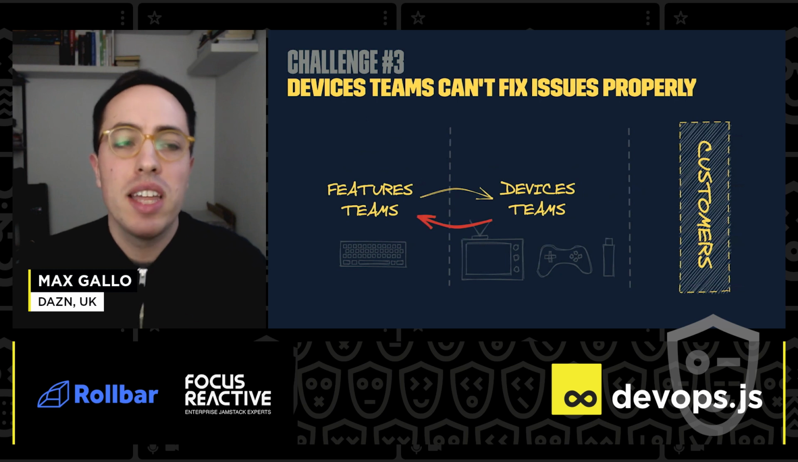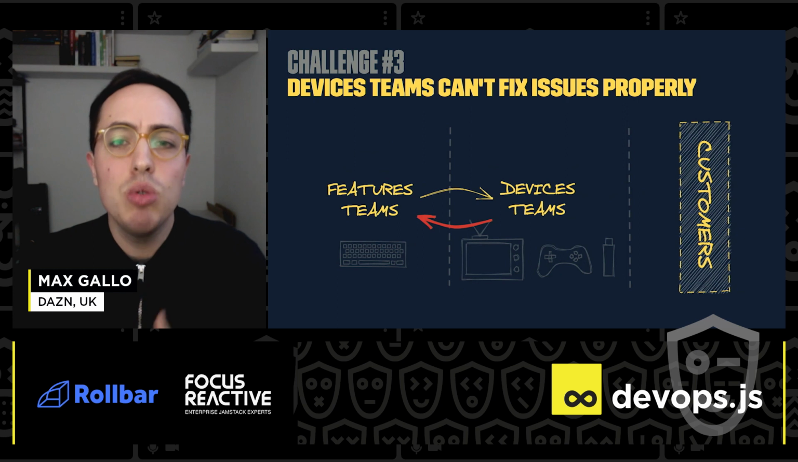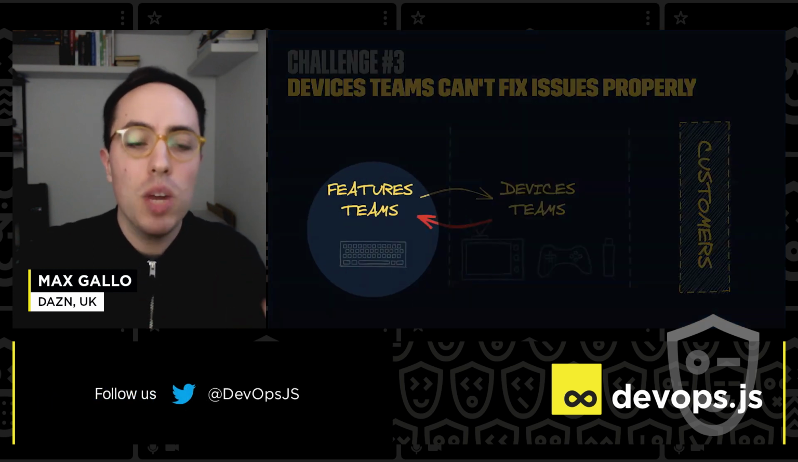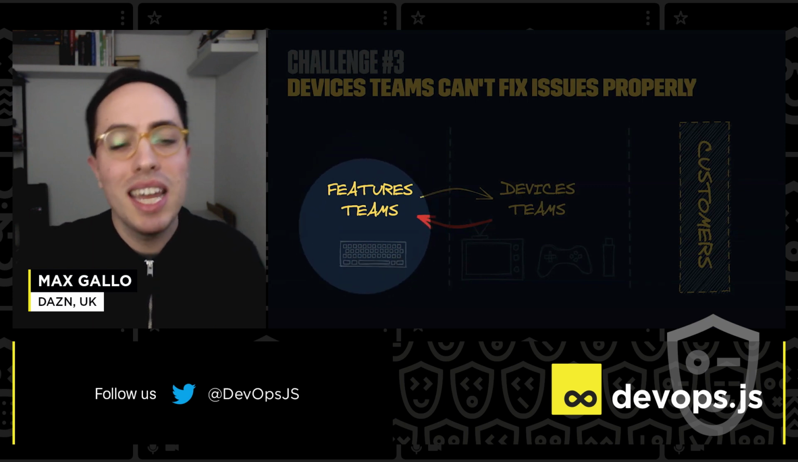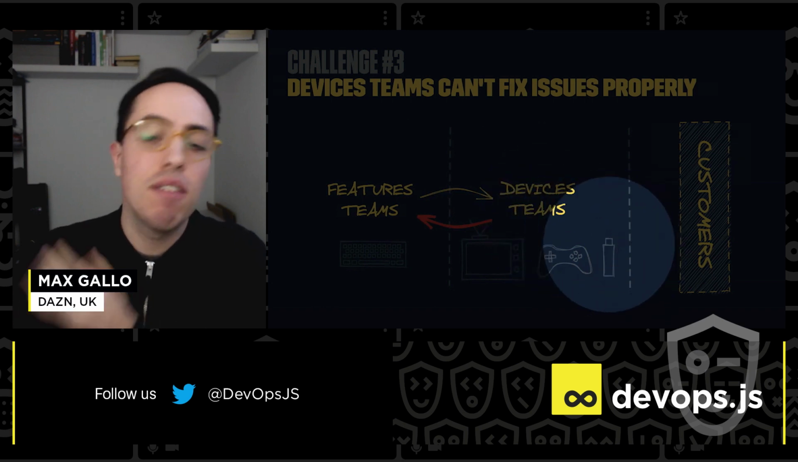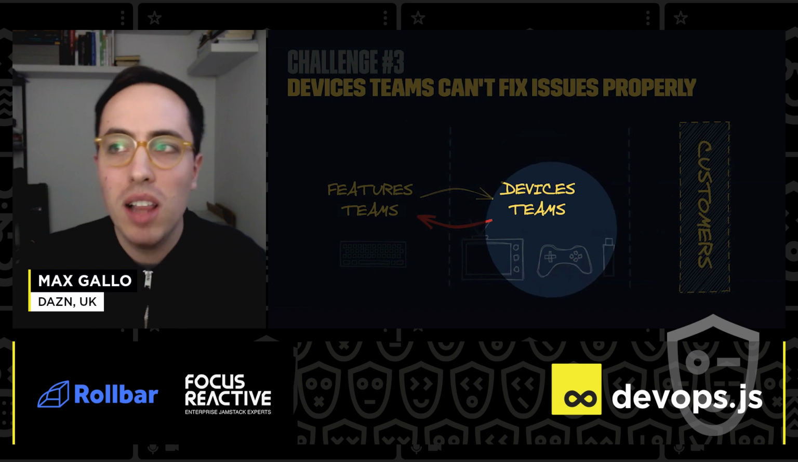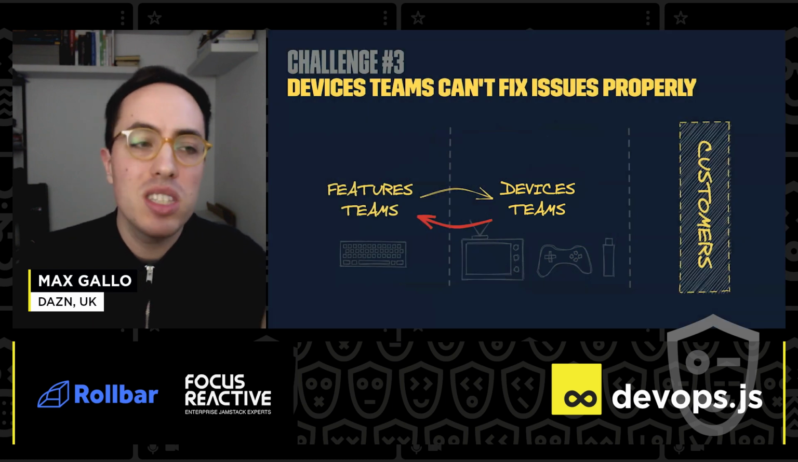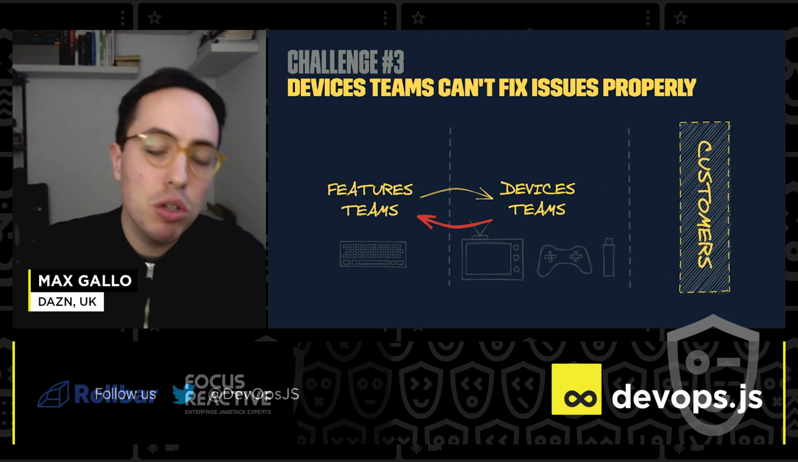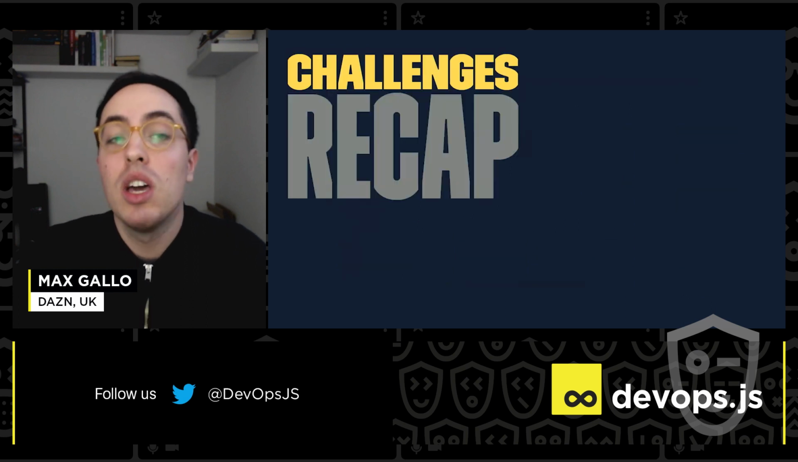Challenge number 3, device teams can't fix issues properly. Why? Because they do not own the feature. In a sense, if a feature team is owning their code base with that feature, then they hand over that feature to the device team to make sure that it works on the Fire Stick, for example, on the Amazon Fire Stick. And the device team says, it doesn't really work well. I tried to fix something, but there is this bug. And it means that they do not own that feature. They have to go back to the feature team. So ownership for the device team is actually quite a problem.